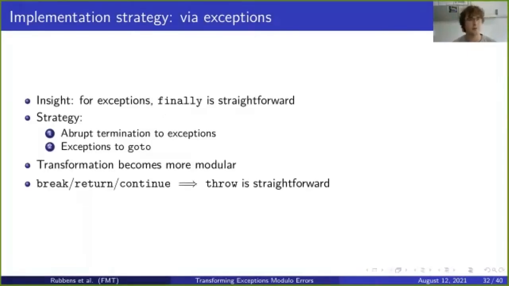So the insight here is that if you can get to a situation where you can only consider exceptions, encoding finally is straightforward. And the strategy we take here is first we convert all abrupt termination to exceptions, and then we convert exceptions to goto. With the consequence that the transformation becomes more modular. You only have to know what the next catch or finally clause is at the end of the finally clause. So this simplifies code generation. The only requirement for this is that you first convert break, return, or continue to throw, but we argue this is straightforward, and for this we have an example.